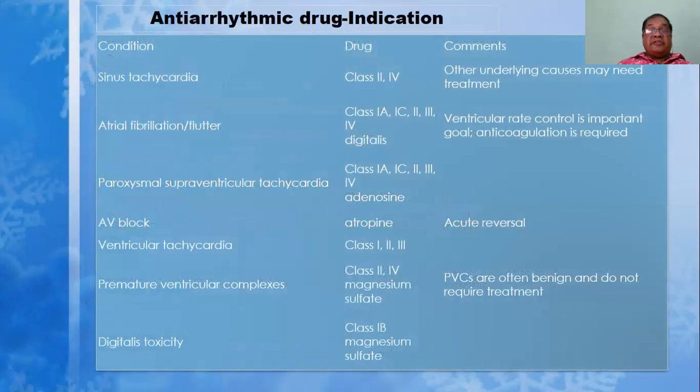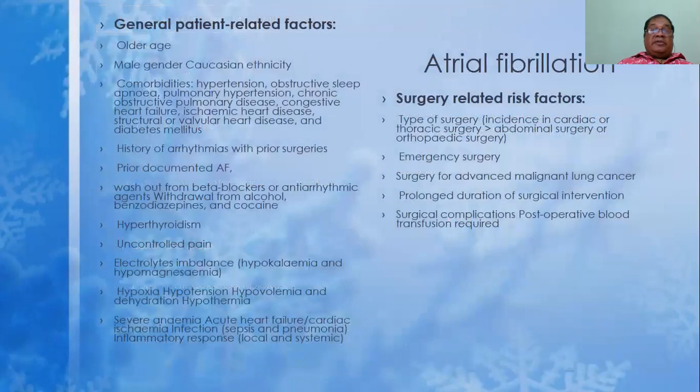Depending upon the situation, the drug of choice will vary. For example, in case of sinus tachycardia, either a class 2 or class 4 drug. In case of atrial fibrillation or flutter, class 1A, 1C, 2, 3, 4, or digitalis may be used. So depending upon the situation, we'll have to choose on an individual basis, and based on the underlying type of arrhythmia, we'll have to select the drug. So we'll talk a little bit in detail about atrial fibrillation.